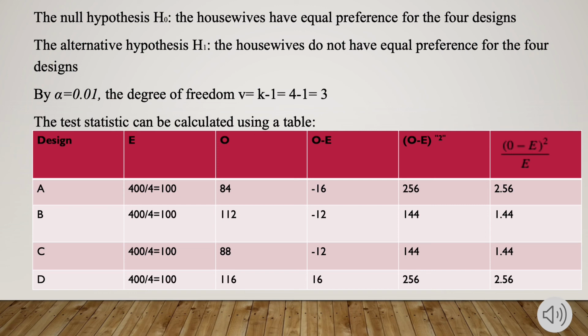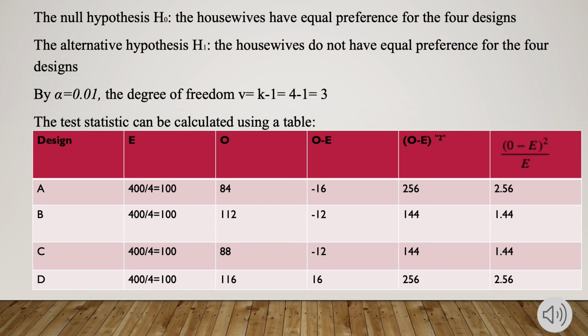First, let's write down the null hypothesis, which is the housewives have equal preference for the 4 designs, and the alternative hypothesis is the housewives do not have equal preference for the 4 designs. Second, with alpha equal to 0.01, the degrees of freedom v equals k minus 1. There are designs A, B, C, and D, so k is 4, and v equals 4 minus 1 equals 3.